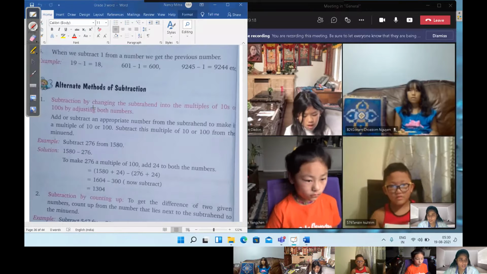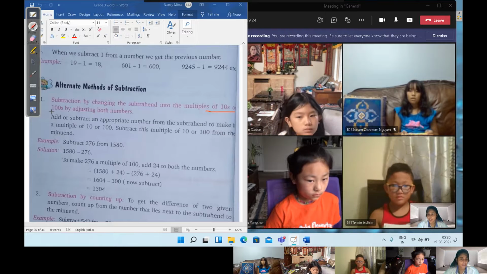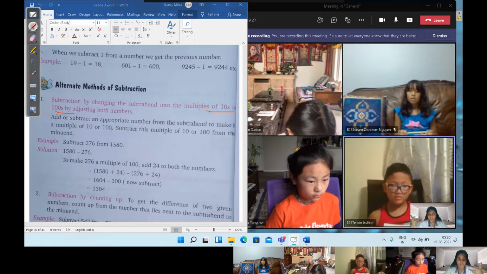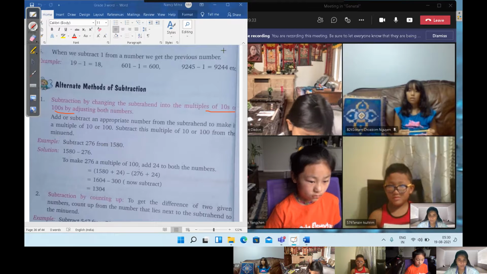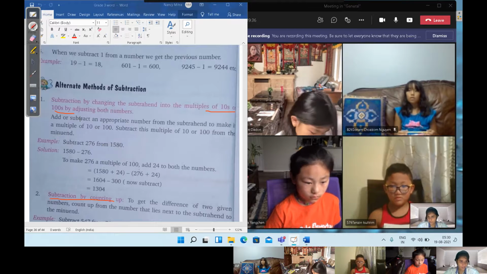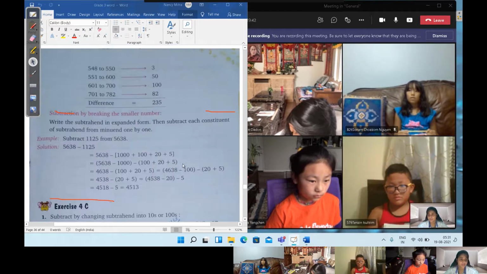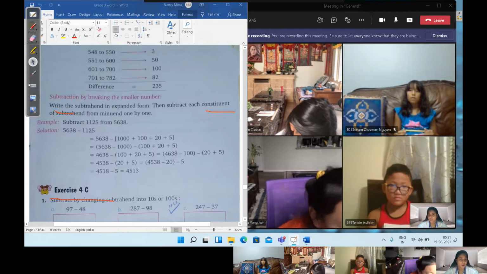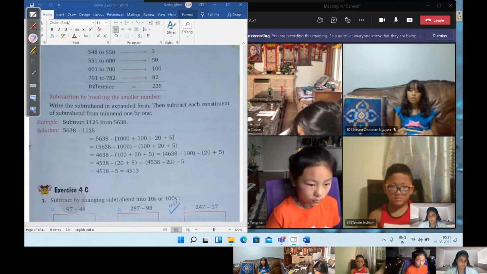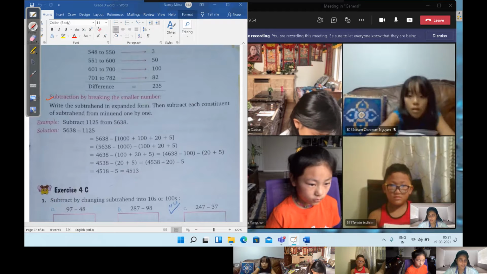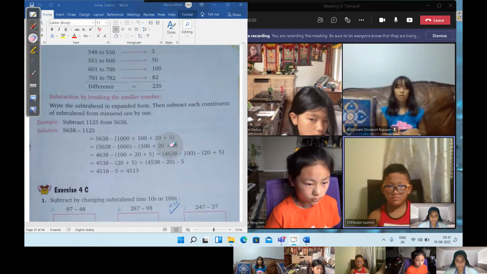So listen to me. The first method is subtraction by changing the subtrahend into multiples of 10 and 100. Here are some alternative methods for subtraction. The second method is subtraction by counting up. And the third one is subtraction by breaking into a smaller number. Let's take an example of each alternative method.